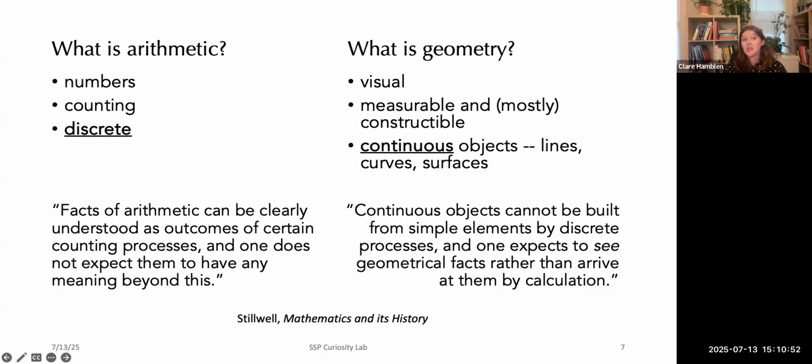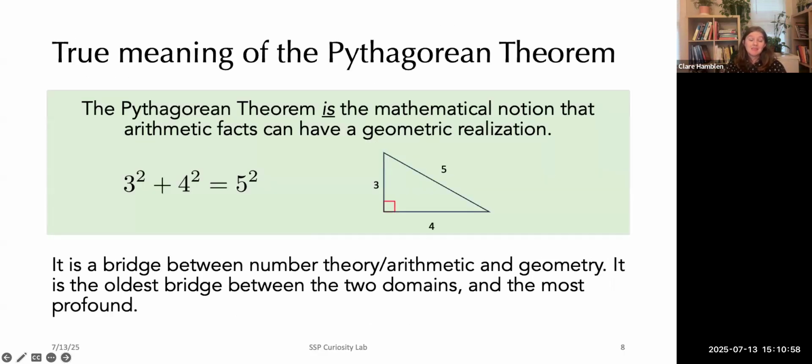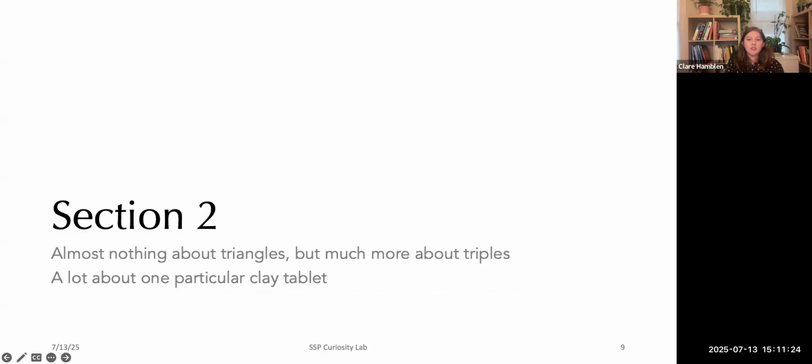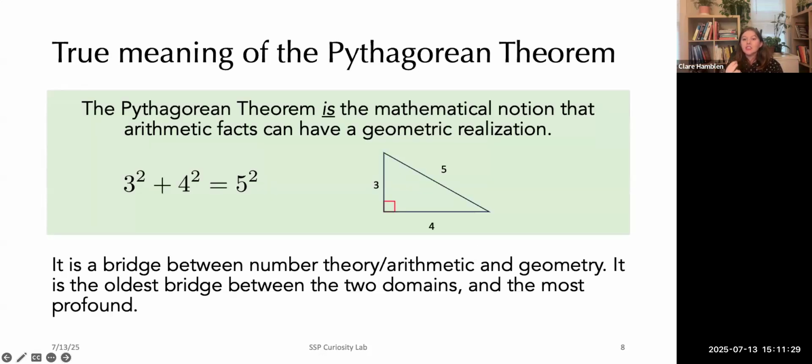Today we have a lot of linkages that articulate arithmetic in the context of geometry and vice versa. And so what this means is maybe we have a truer, deeper meaning of the Pythagorean theorem to use as we go through this talk. The Pythagorean theorem is the mathematical concept that arithmetic facts can have a geometric realization into shapes. It is a bridge, and probably the oldest bridge between these two domains. And so what I want you to take with you as we come into our next section is really thinking from the perspective of that ancient mathematician, one who does not have the linkages that we have today, the Pythagorean theorem being the first one.